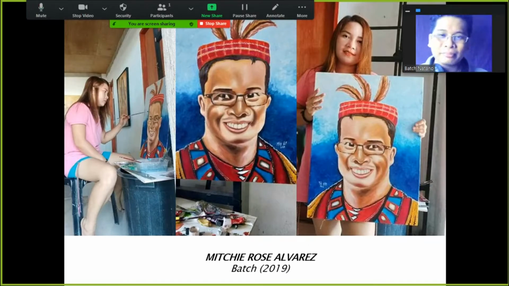Okay, so personally, I love it. Kasi for someone na i-paint ka, di ba it's something, it means a lot na, wow, there's someone who exerted effort just to paint you. Di ba? Personally, I really do love it. I really appreciate it.